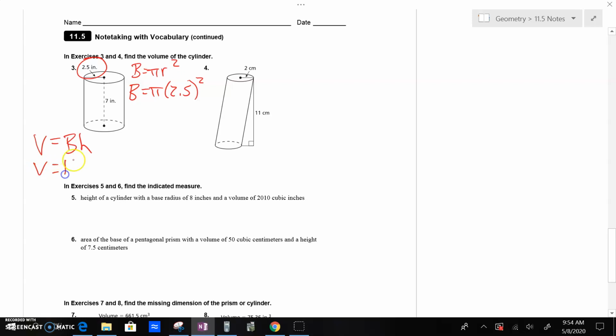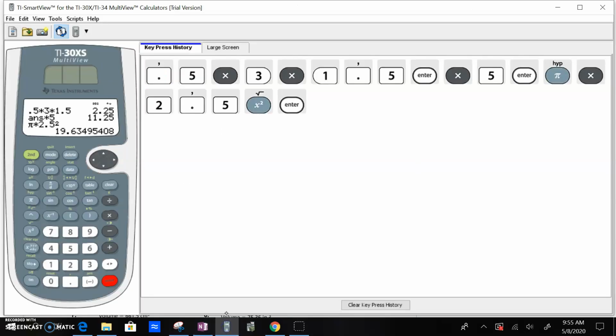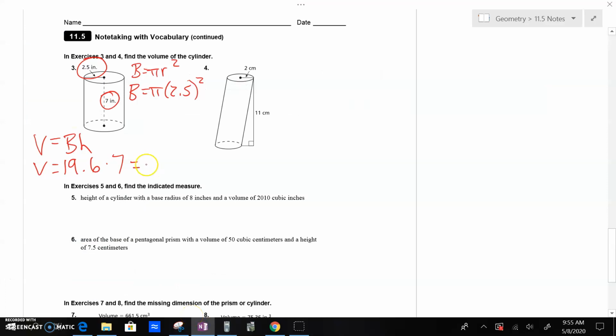So volume would be that 19.6 number times height, which is 7. And again, my recommendation, leave it in the calculator, just hit times 7, and it'll take that whole answer and multiply it by 7. So we get 137 point, whole bunch of 4s, and technically this 6 would round this 4 up to a 5, that would then round this 4 up to a 5, and that would then round this 4 up to a 5, so it's 137.5, assuming they want us to go to the nearest tenth, which they don't say, but I'm going to assume that to be the case. So 137.5 inches cubed.